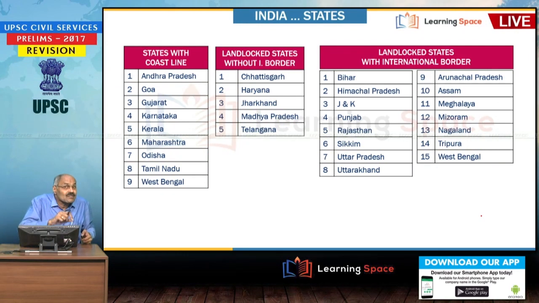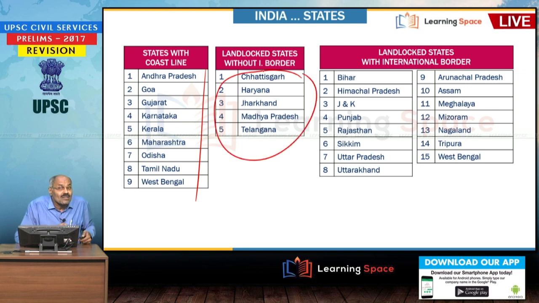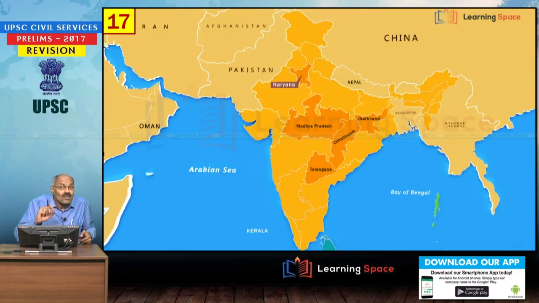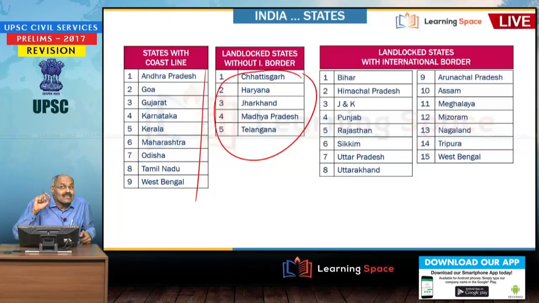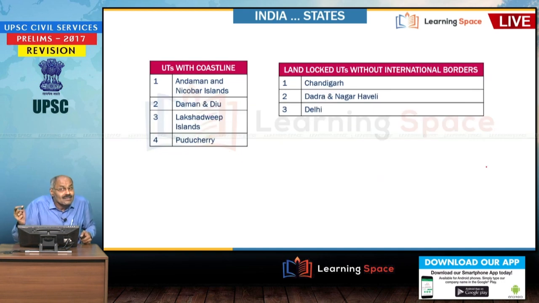So here if you see states with coastline, I have mentioned 9 states. Landlocked states without international border, there are 5 states. I have already shown these 5 states are landlocked without any international border. And if you look further, landlocked states with international border, there are 15 states. That means they do not have any coastline. They are landlocked states with international border, right? Then union territories with coastline, I have already told you, and landlocked union territories without international borders are Chandigarh, Dadra Nagar Haveli and Delhi, right?